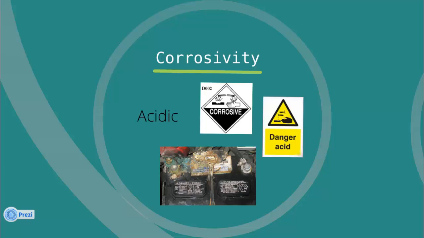Hazardous waste is corrosive, which means it is acidic and erosion can occur. Corrosive wastes are acids and bases that are capable of corroding metal containers. An example of this is battery acid in automobiles.